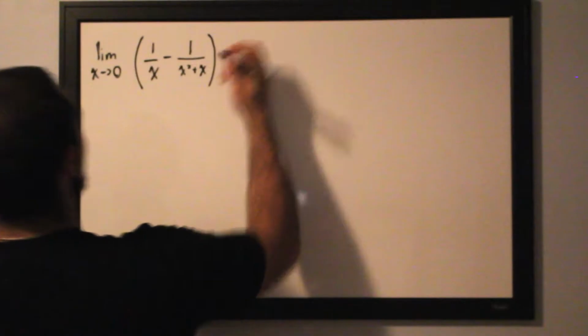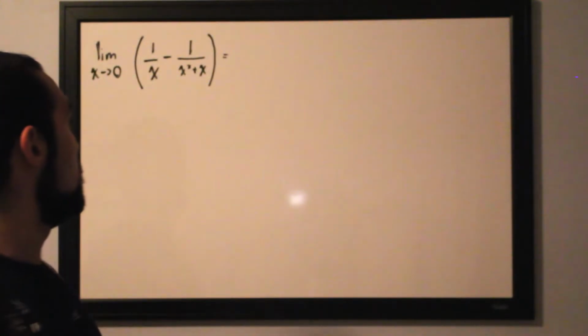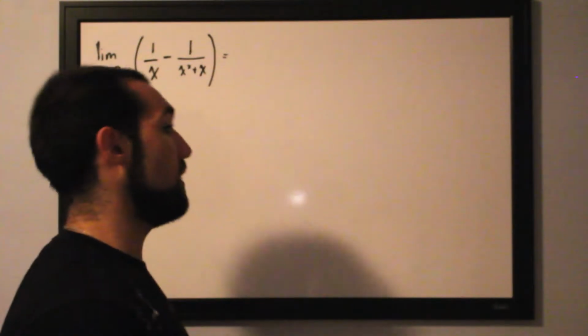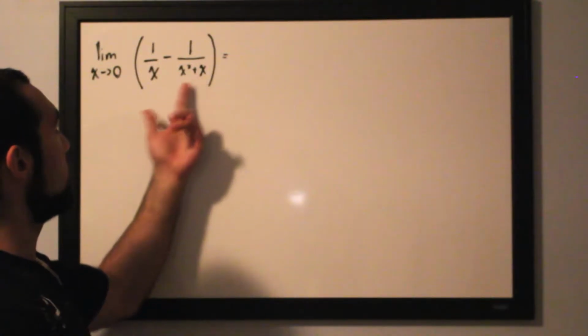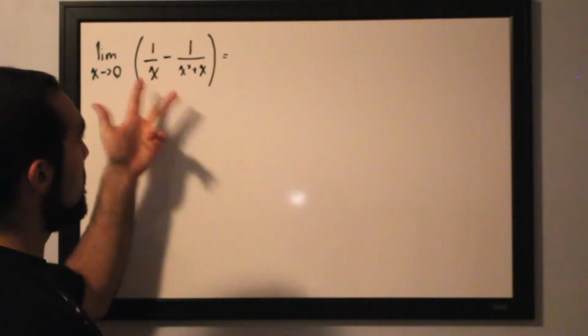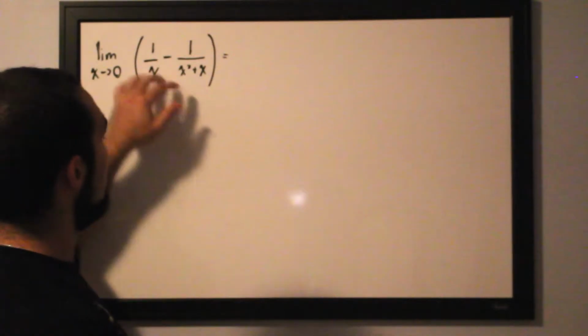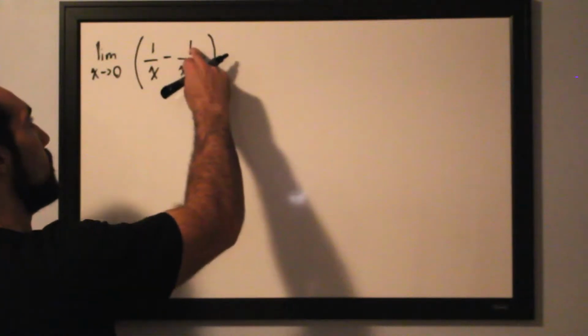So if we tried plugging 0 into this function, well, we'd already be dividing by 0. We don't want to divide by 0. So immediately this is going to require some kind of manipulation. So what we want to do right here is take these two and put them under a common denominator. So we're going to multiply the numerator over here by x squared plus x, and the numerator over here.